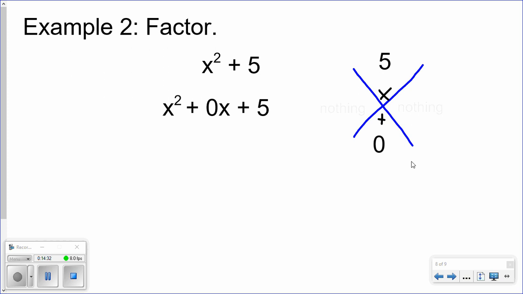So to multiply up to 5, you can do 1 times 5, but that doesn't give you 0. And that's really all you can do to multiply up to 5. Or negative 1 and negative 5, but it still doesn't give you 0. So there's nothing that actually works to fill this in, which means it cannot be factored. So you would just leave it as is.